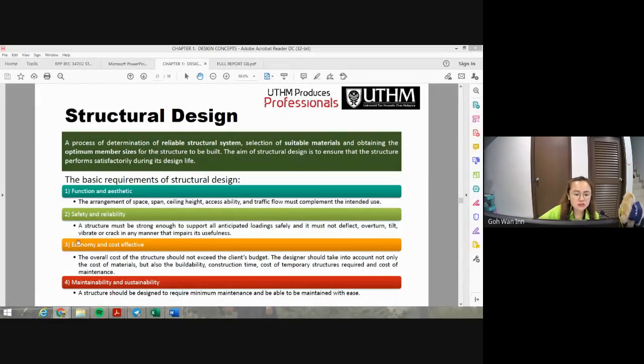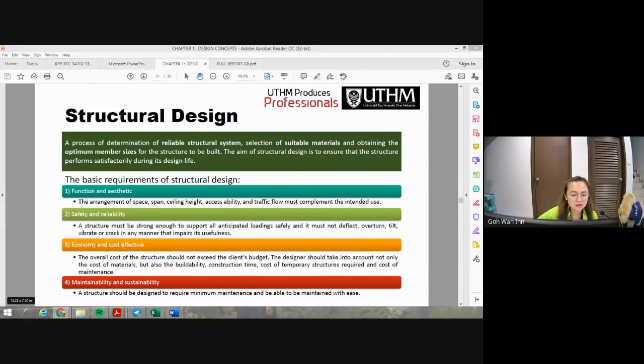After that is economy and cost effectiveness. The overall cost of the structure should not exceed the client's budget. Clients, of course, have a budget, and we cannot go over it. The designer should take into account not only the cost of materials, but also the buildability, construction time, cost of temporary structures required, and cost of maintenance. So when we design, it must be economical.